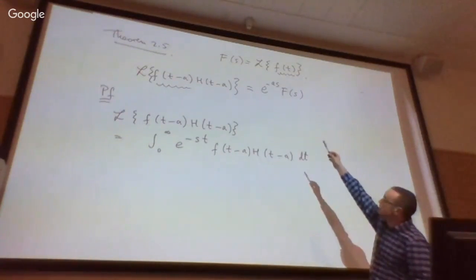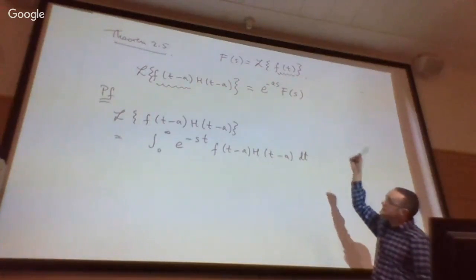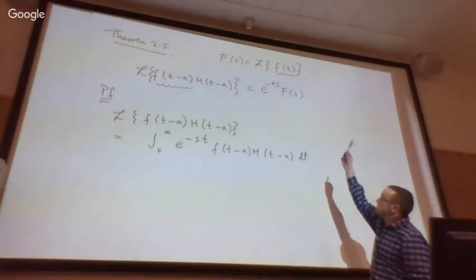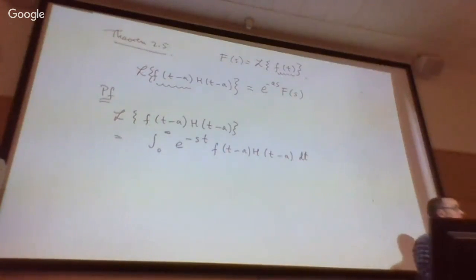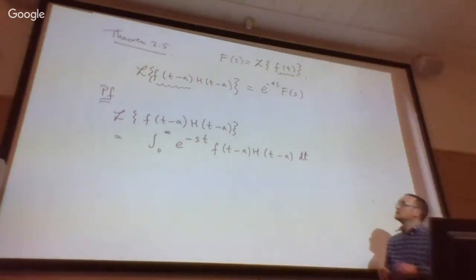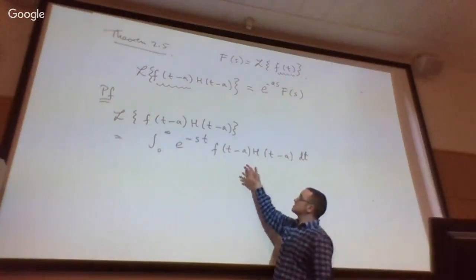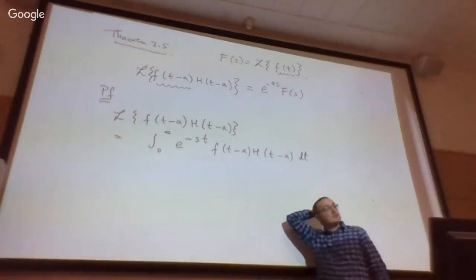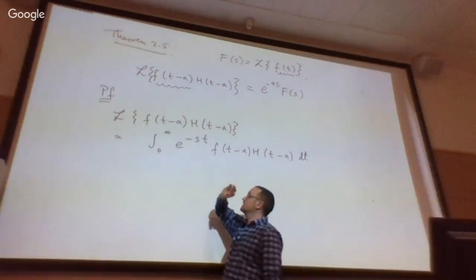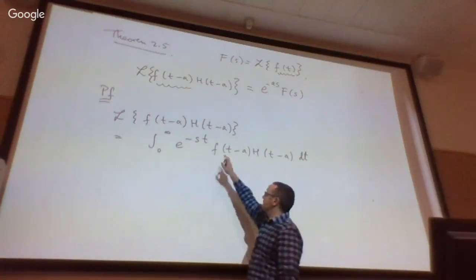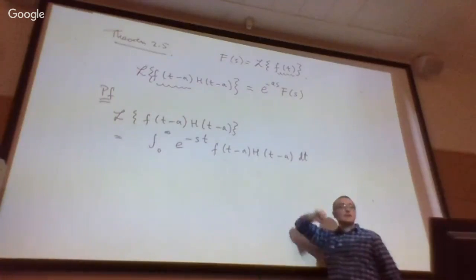We have to get it as the product of that exponential, e to the minus as, times the transform of f. Now that doesn't look out of the question here. What does the transform of f look like? Capital F of s, the transform of f. That looks like an integral of the exponential times f of t dt.